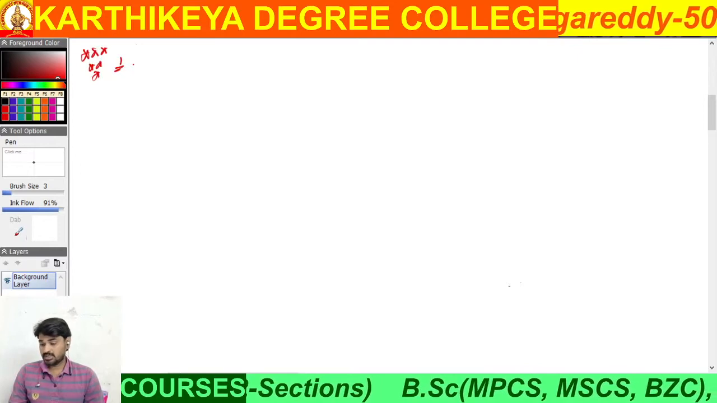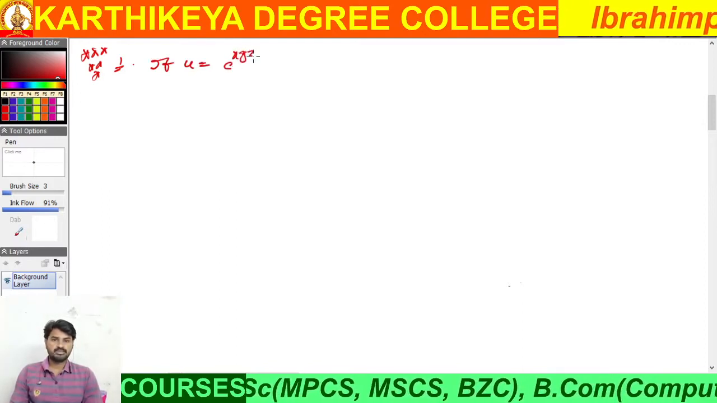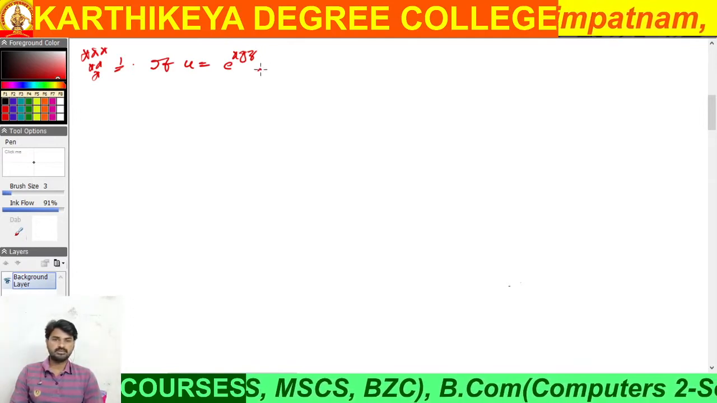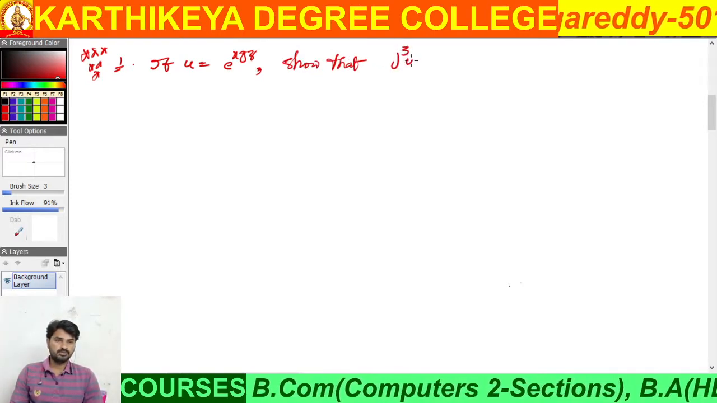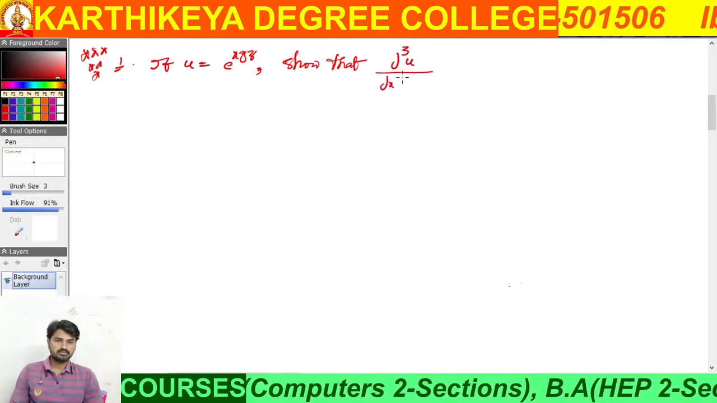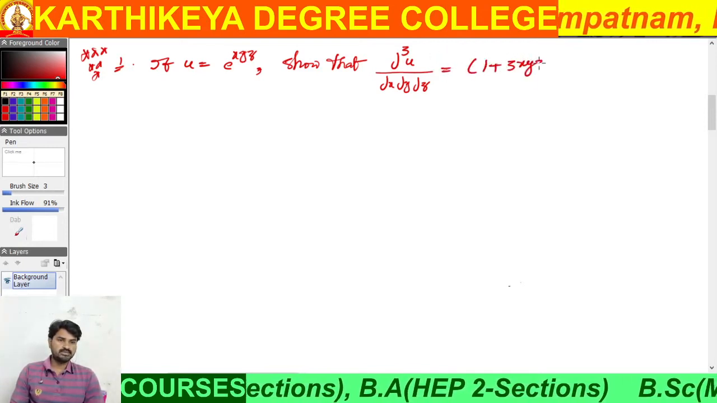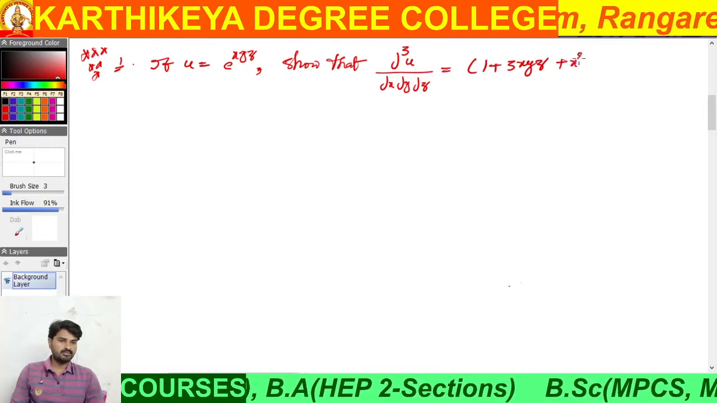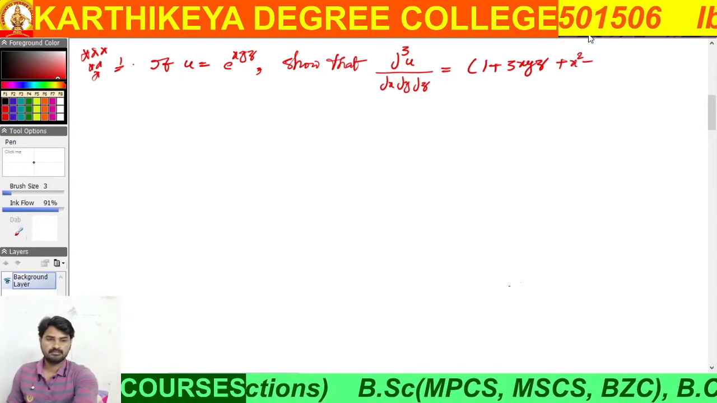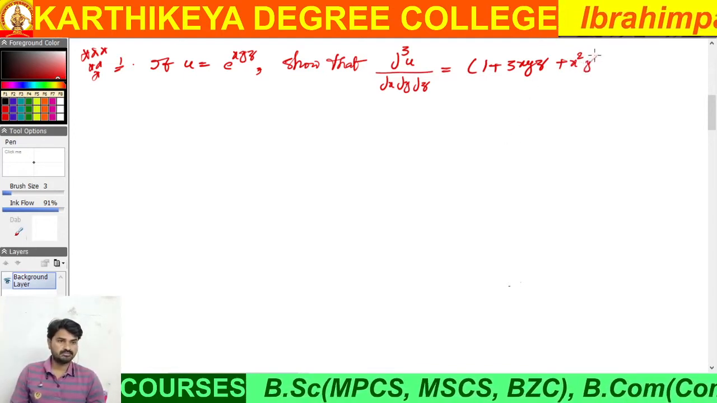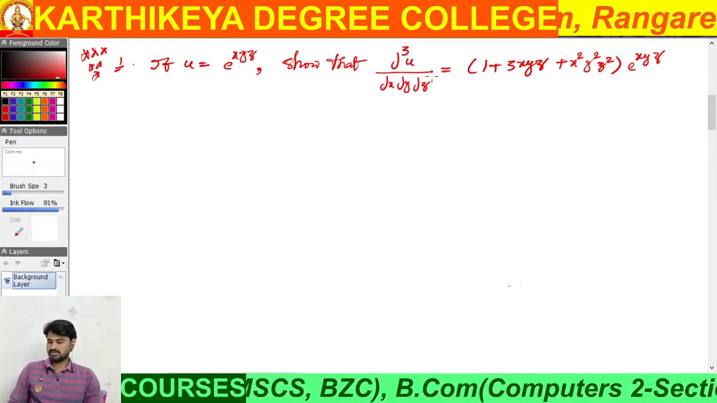The problem is: if u is equal to e to the power of xyz, show that dou cube u by dou x dou y dou z is equal to 1 plus 3xyz plus x square y square z square, into e to the power of xyz. Okay, this is the important one.